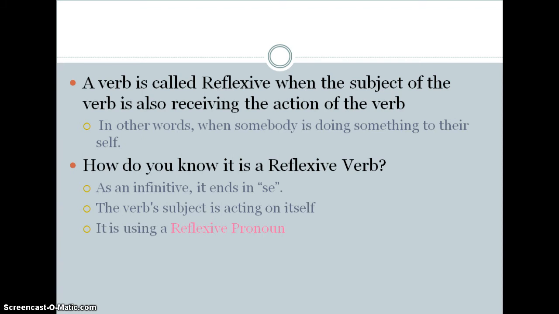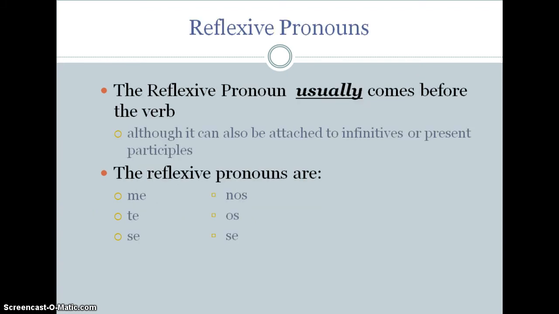And of course, it'll be using a reflexive pronoun, and here are your reflexive pronouns. Reflexive pronouns, by the way, usually come before the verb, although they can be attached to infinitives or present participles. The reflexive pronouns are me, te, se, nos, and se. And then, of course, os for the vosotros form there. So the ones we're going to use: me, te, se, nos, se.